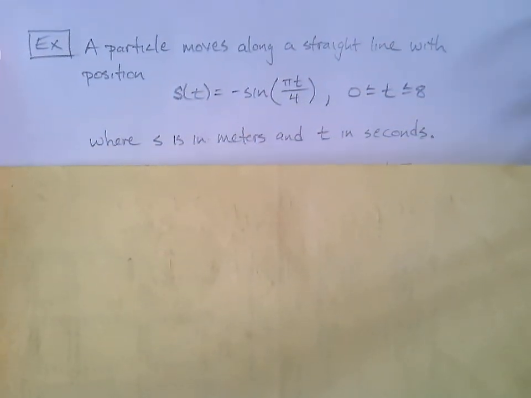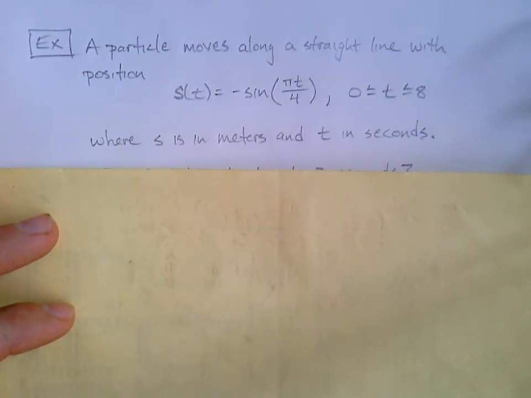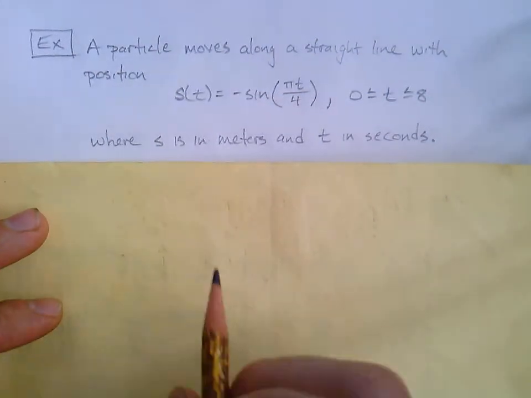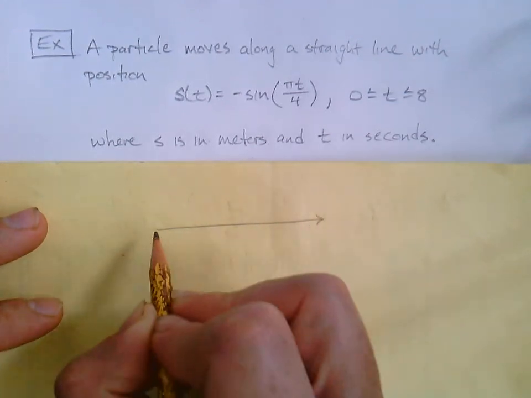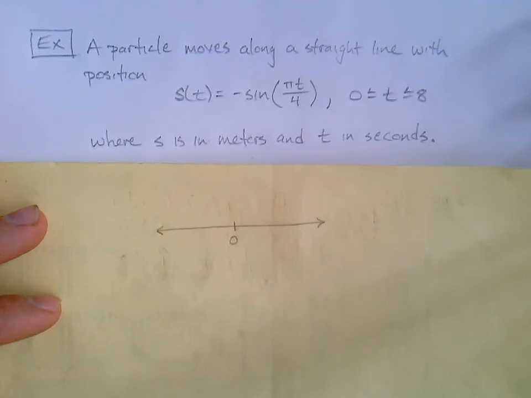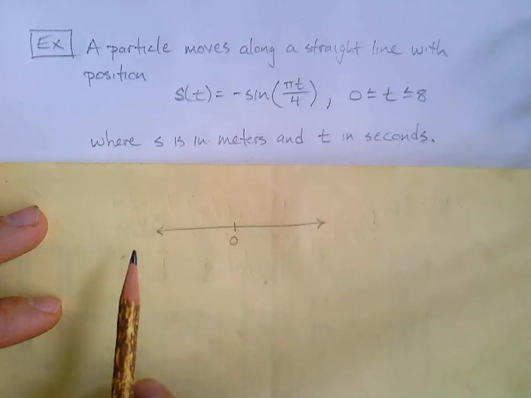is this right here. It says a particle moves along a straight line with position s of t equals negative sine of pi t over 4, where t is between 0 and 8, s is in meters, and t is in seconds. So if you picture this, all we have is a straight line, maybe like a number line, like maybe 0 is right there. And so for 8 seconds, this particle moves along the line.